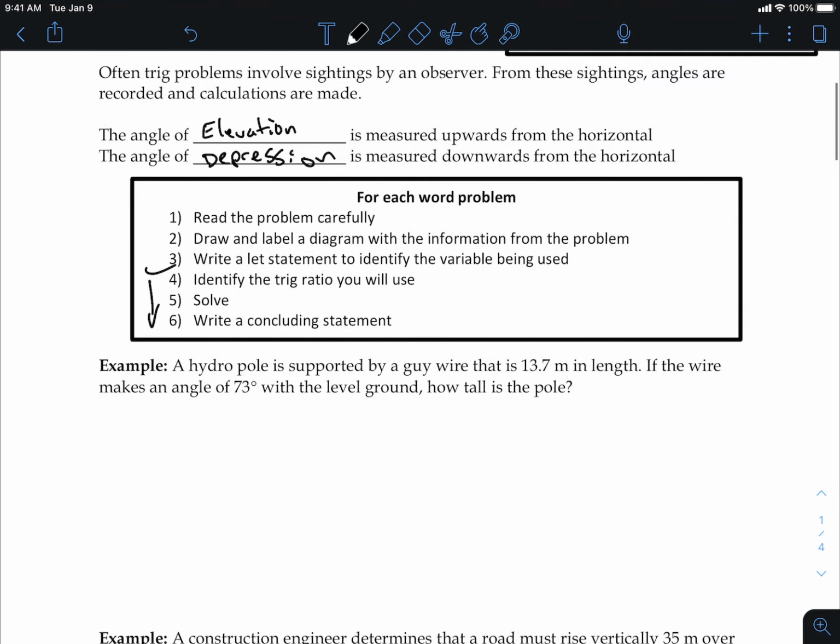Okay, so this one here is not too bad. There's nothing too crazy in here. We have a hydro pole, and it's supported by a guy wire that is 13.7 meters in length. If the wire makes an angle of 73 degrees with the ground, how tall is the pole? I'm just going to draw a picture based on what I see here, and then I'm going to solve.